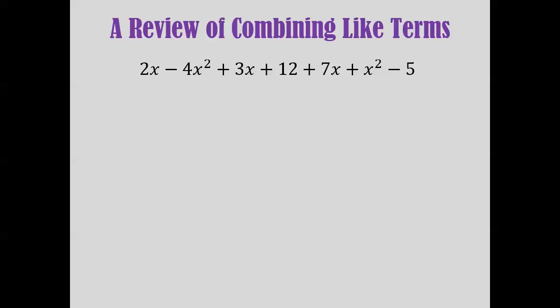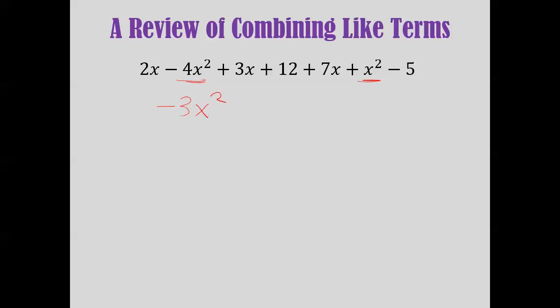You can see that we have a number of different terms that are combined with adding and subtracting, and we want to be able to simplify by combining any that are like. That means they have the same variable raised to the same exponent. So I'm going to go through and look for any that are alike, and we've got a negative 4x squared and a positive 1x squared, so those can combine and make negative 3x squared.